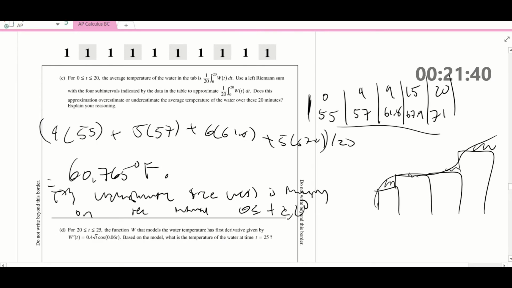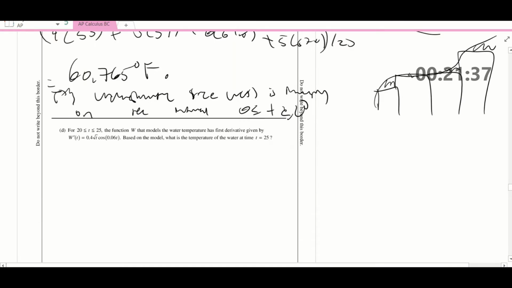and 20. All right, part D. For t between 20 and 25, the function W, the model of water temperature, has first derivative given by this. Based on the model, what is the temperature of the water at time t equals 25? By the fundamental theorem of calculus, the difference in water temperature between 20 and 25 is just the integral from 20 to 25 of W prime of t dt.